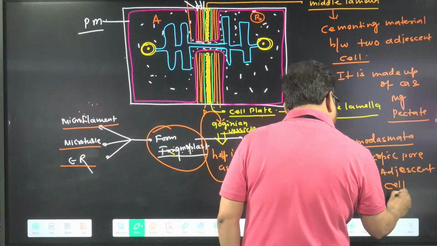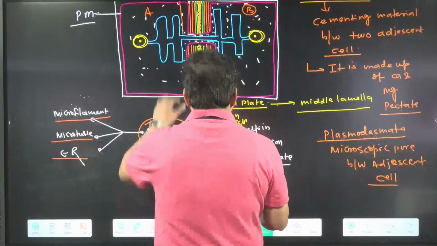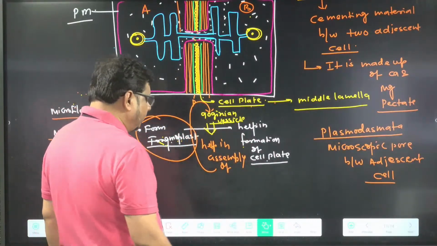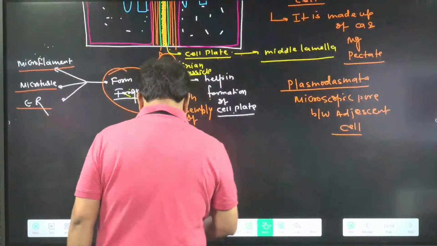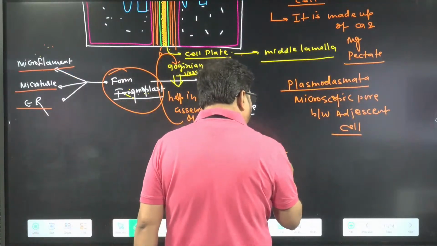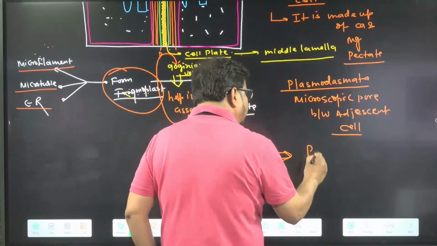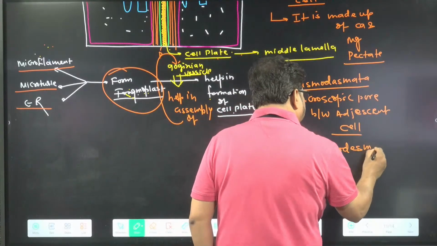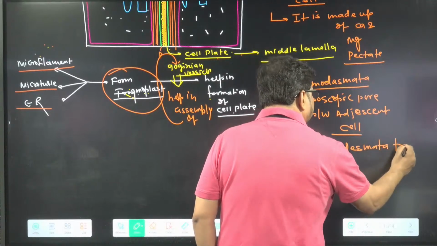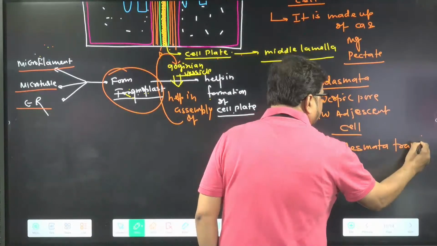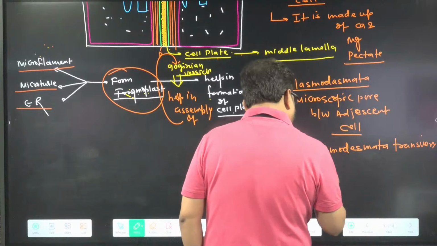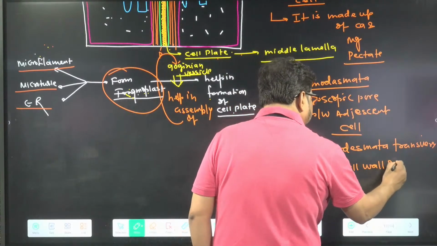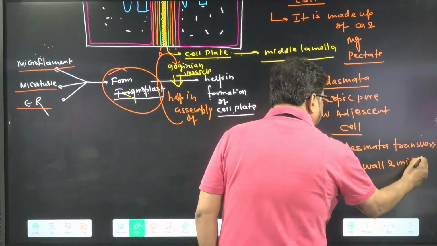Between two adjacent cells, the microscopic pore is called plasmodesmata. This is the microscopic pore present between which ones? Two adjacent cells. What did NCERT write? Plasmodesmata, transverse the cell wall and middle lamella.